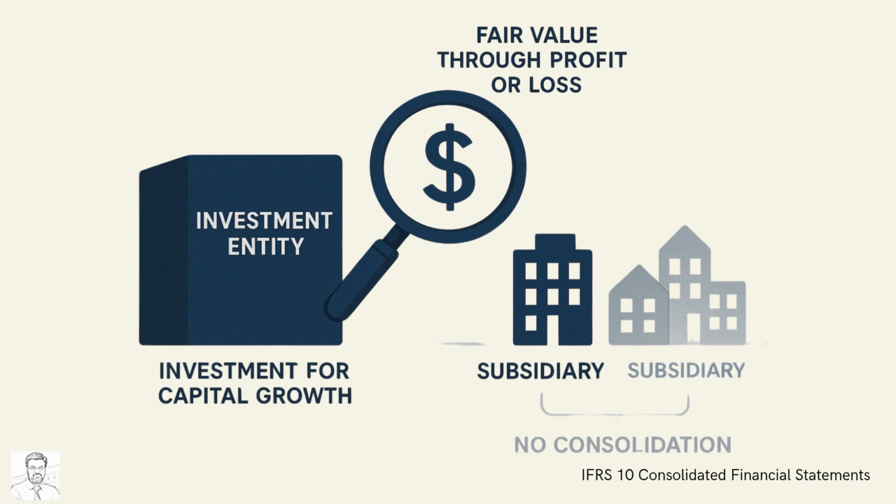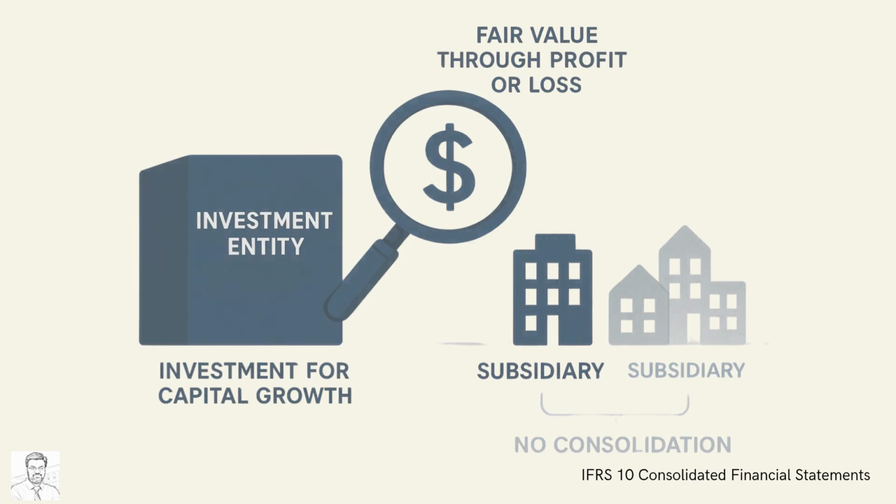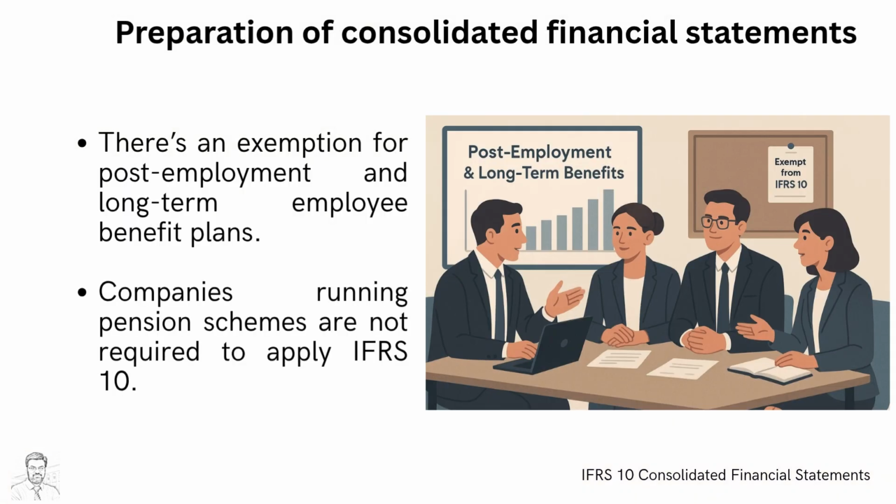Now, there's a special clause for investment entities. These types of companies, like private equity funds or investment trusts, are actually prohibited from consolidating certain subsidiaries. Why? Because their business model is different. They don't manage operations, they invest for capital growth or returns. Instead of consolidating, they just measure those investments at fair value through profit or loss. And finally, there's an exemption for post-employment benefit plans and long-term employee benefit plans. So if a company's running something like a pension scheme, it doesn't have to apply IFRS 10 either.